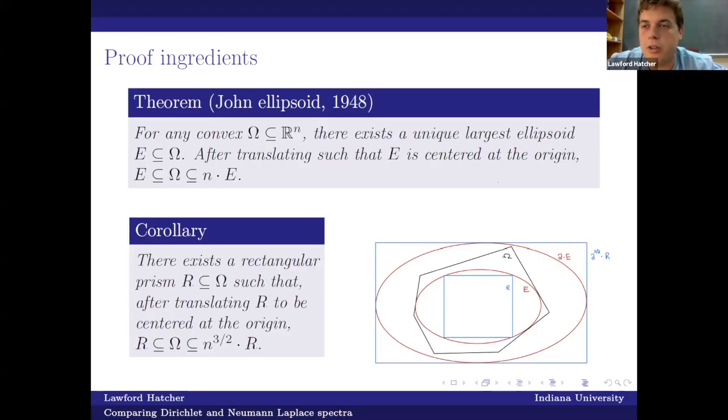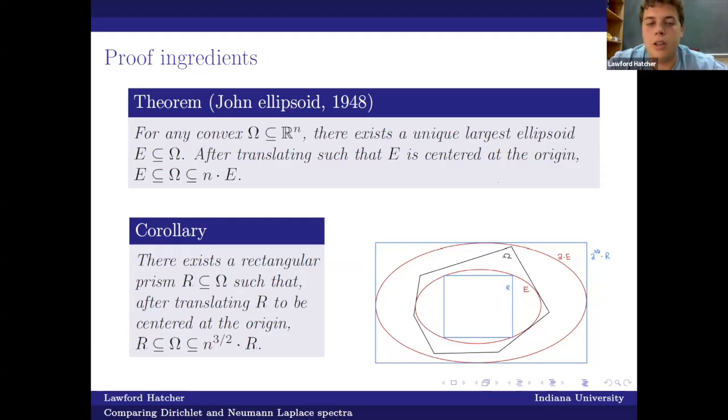So you can take the John ellipsoid and put this distinguished rectangular prism on the inside, and then put one on the outside of the dilated version. And what you can check is that you can do this in such a way that you can dilate the inner rectangle by a factor of the dimension to the 3/2 to get a rectangular prism on the outside. This is a version of the John ellipsoid theorem, though I should point out you lose uniqueness and stuff like that, but that's not important for the proof.